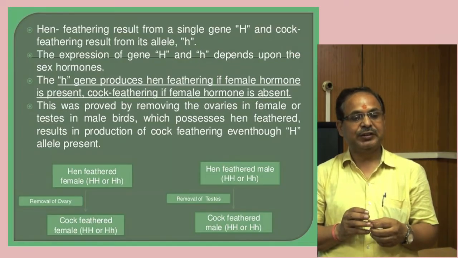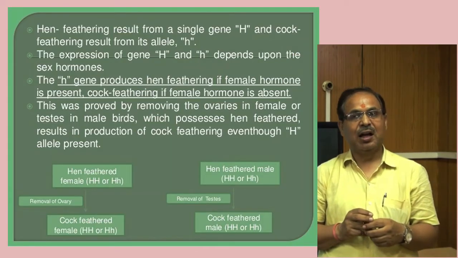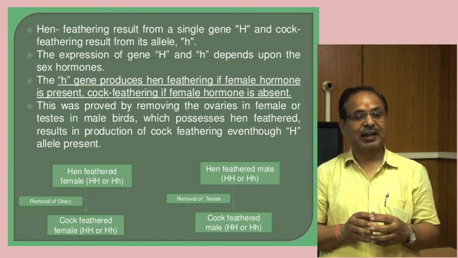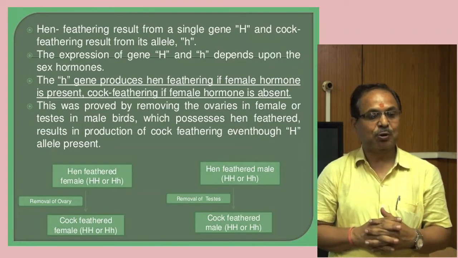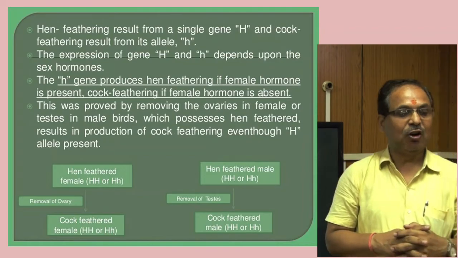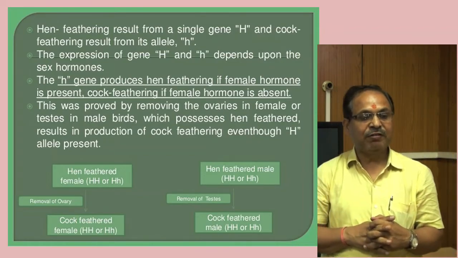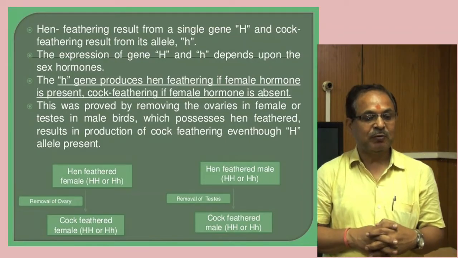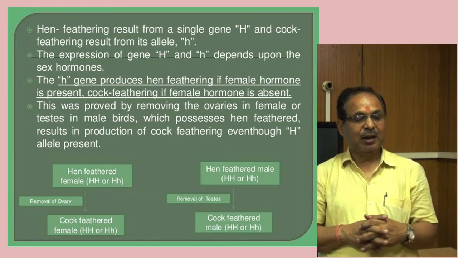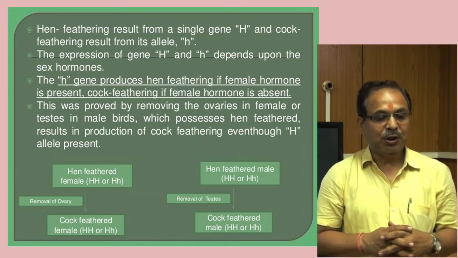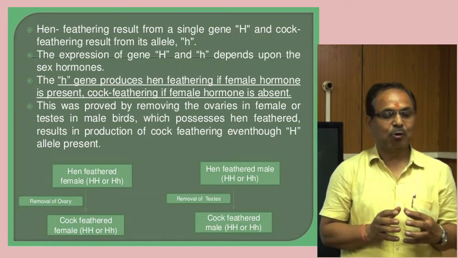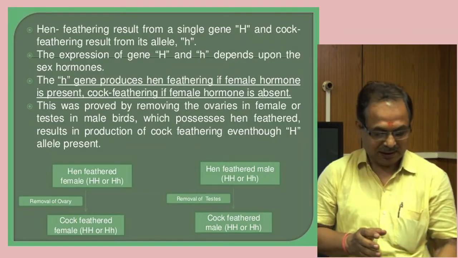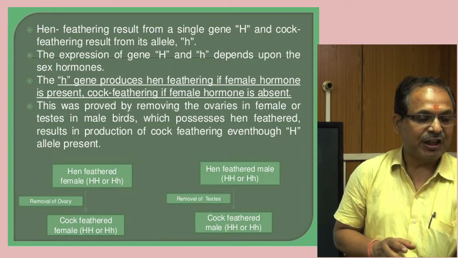The expression of this H gene depends upon the presence of sex hormones. The H gene produces hen feathering if female hormone is present. If female hormone is absent, we observe cock feathering. This was proved by removing the ovaries in female or testes in male birds, which possess hen feathering, resulting in production of cock feathering, even though the dominant allele of H is present here.